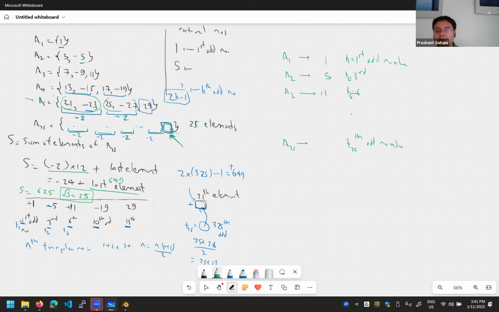Okay, and then we found T25 as, sorry, 325. So we are interested in the 325th odd number, which is 2 into 325 minus 1. So that is what we got here. Once you get the last element, you come back to the original calculation and find the answer. So within one sequence you had one more sequence, and within that sequence you had one more sequence. It was that kind of a convoluted problem. But if you observe carefully and complete the pattern, you will get the answer.